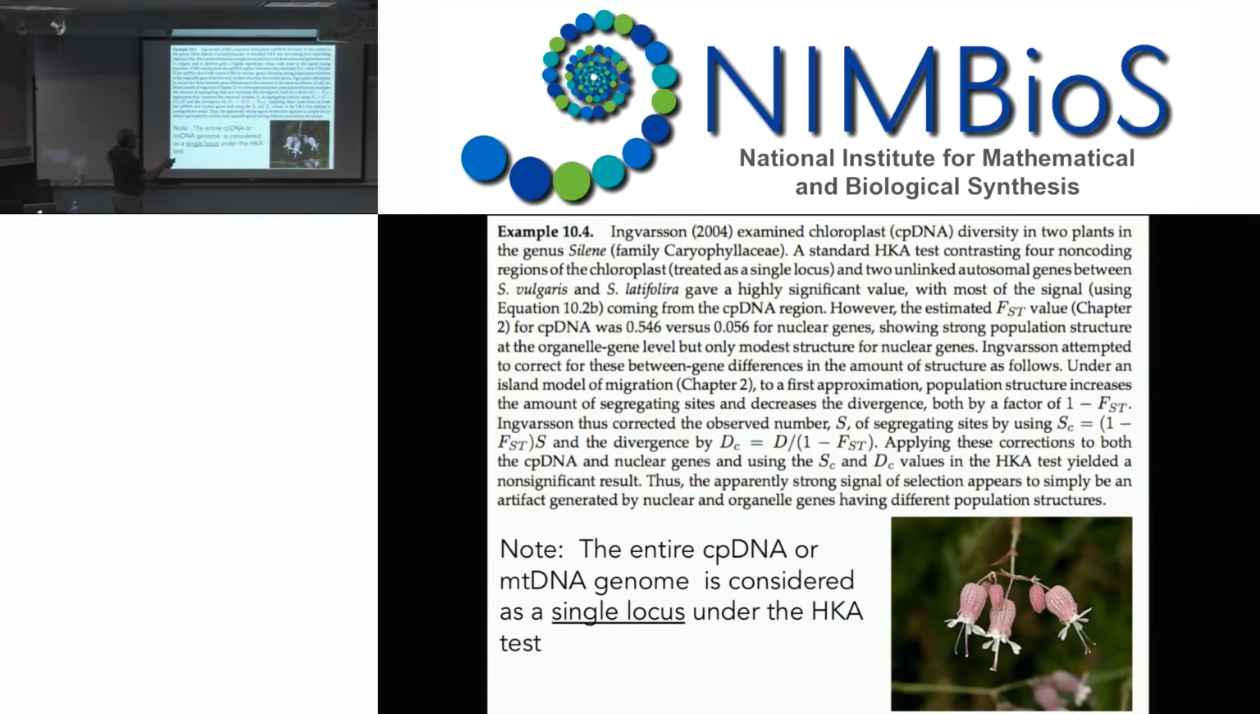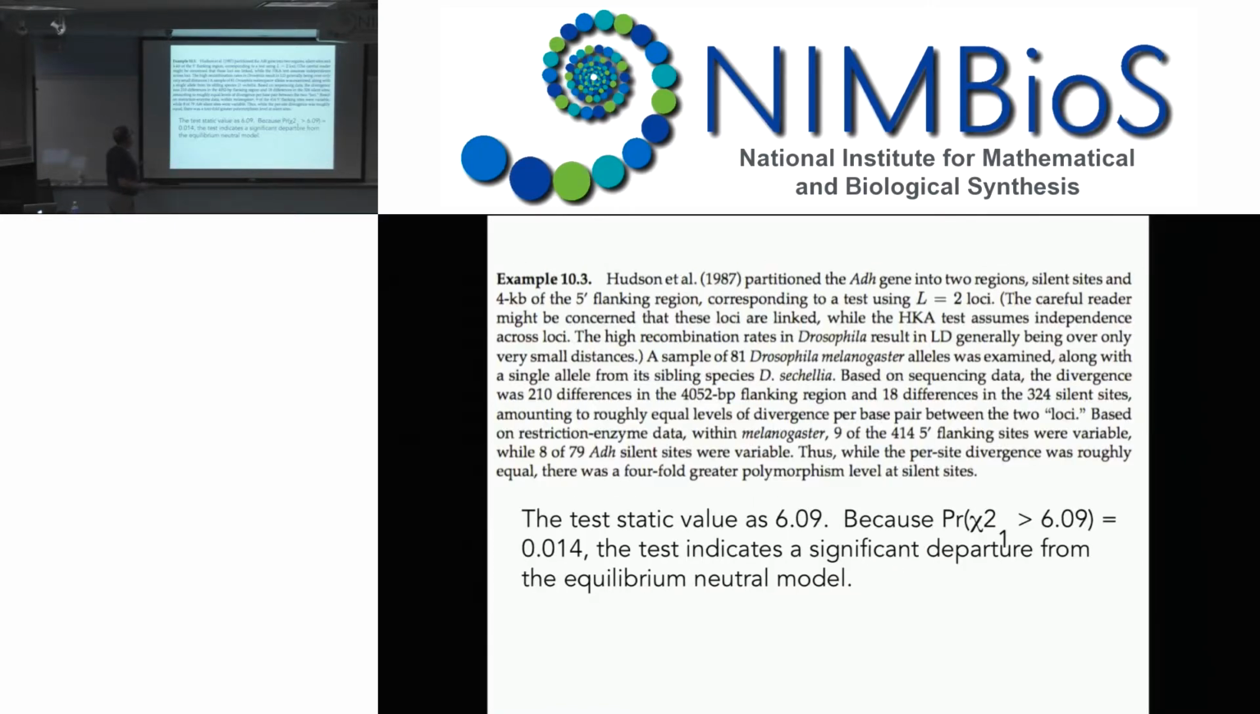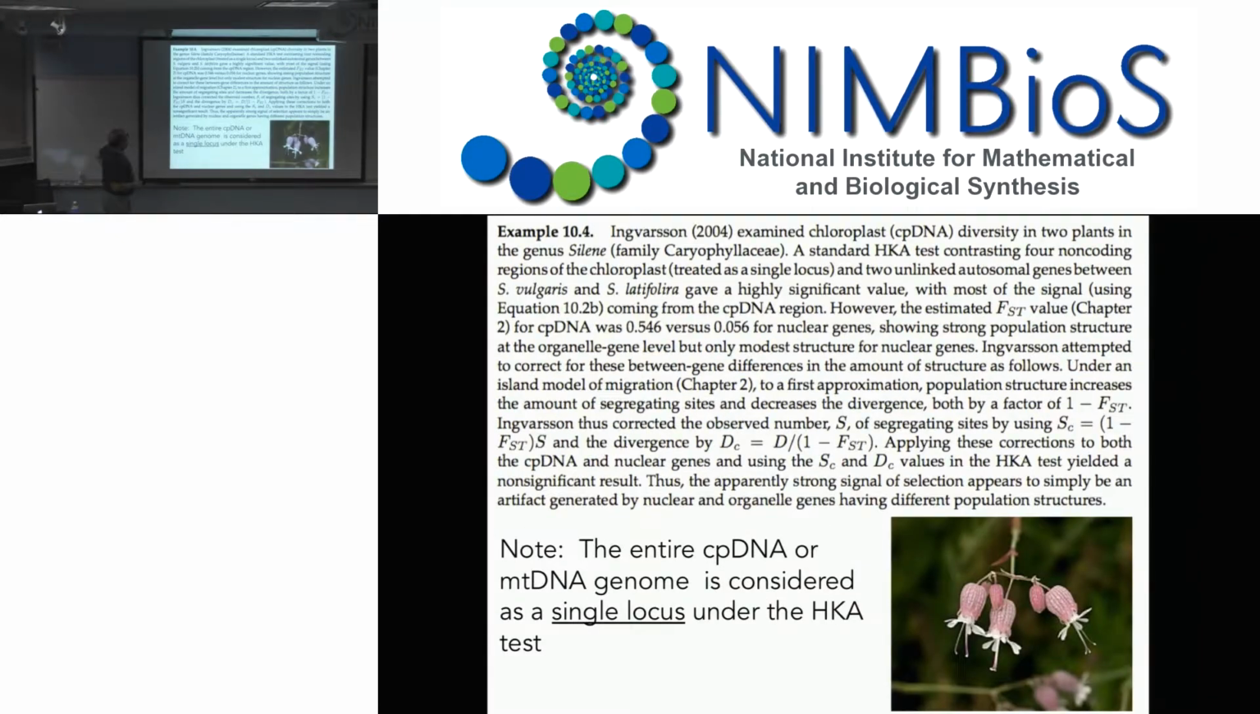Then they looked at 2 unlinked autosomes between these 2 species of this genus, and there's kind of what it looks like. And they got a highly significant value. And by looking at this statistic here, they saw that most of the signal came from the large value in the chloroplast signal. So they thought about this a bit.